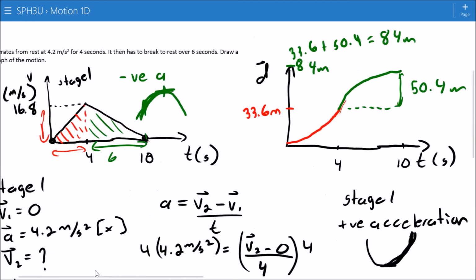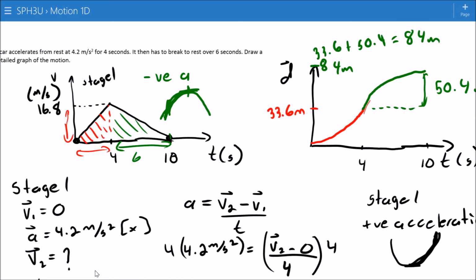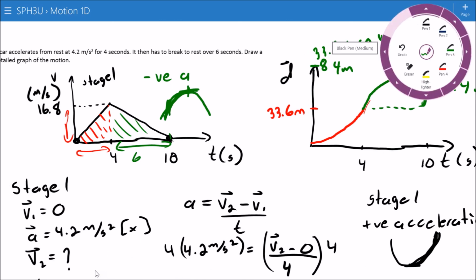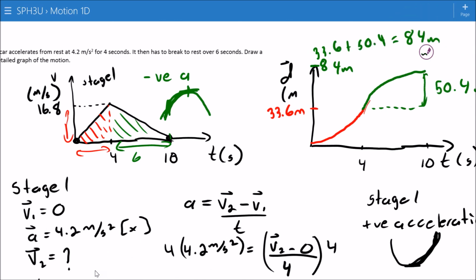Okay, so that's a pretty detailed position time graph and displacement time graph. I don't want to lose marks on something silly, so I'll make sure I put that that's in meters. And other than that, I think I'm okay.